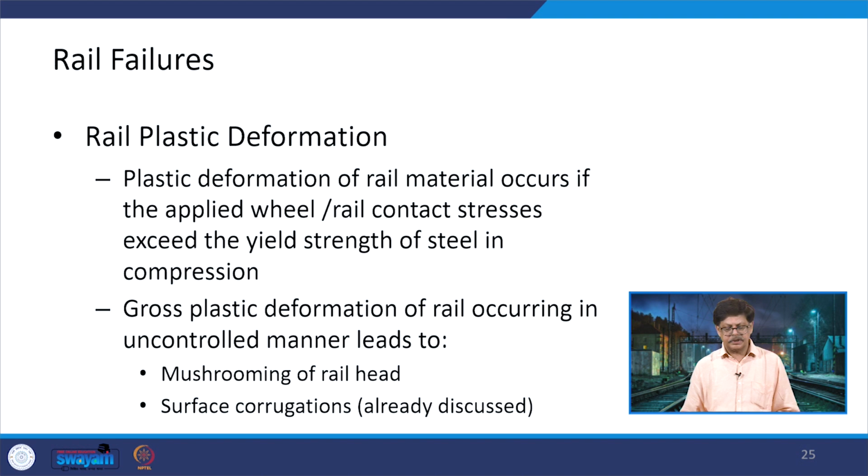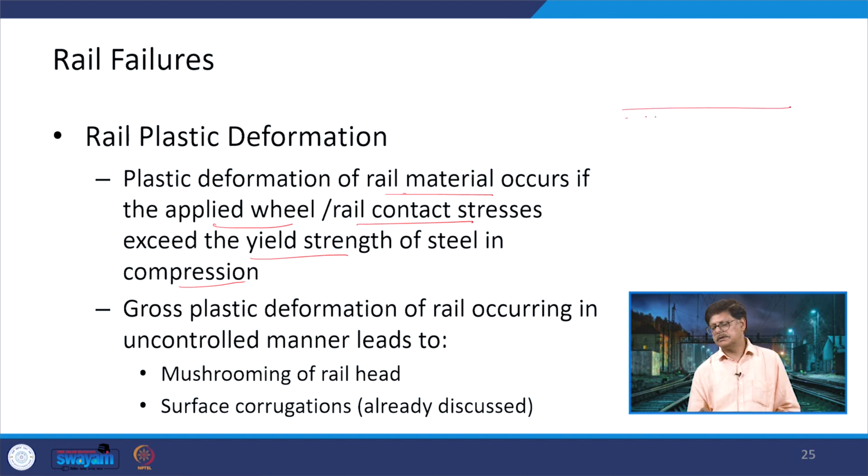Now, let us talk about the rail plastic deformation. This is a plastic deformation of the rail material. We did talk about it under the loads and under the pressures which are being exerted, so it is the same here. The applied wheel or rail contact stresses exceed the yield strength of the steel in compression. If this happens, then there is a possibility of plastic deformation.